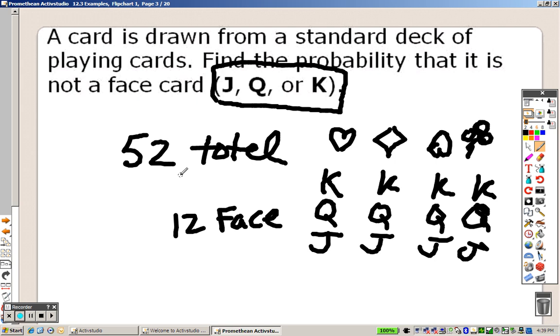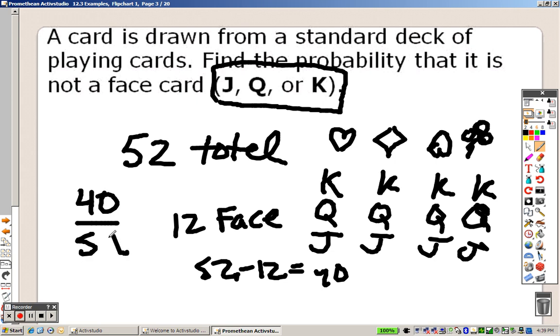How many are not face cards? Well, the opposite, right? So 52 minus 12 is 40. So that means there are 40 out of 52 that are not face cards, which we can simplify to 10 over 13. So your official answer here would be 10 over 13 when you simplify it.